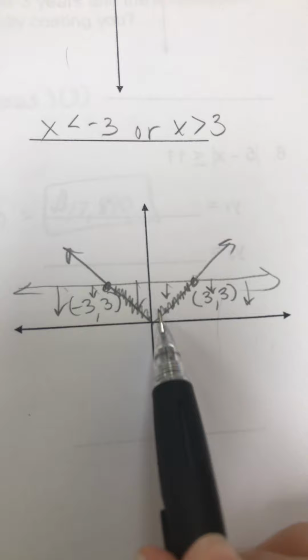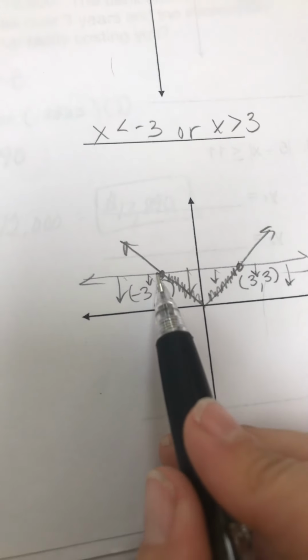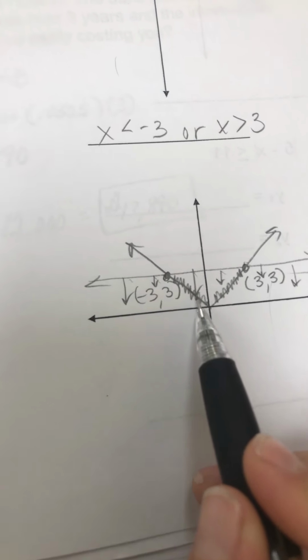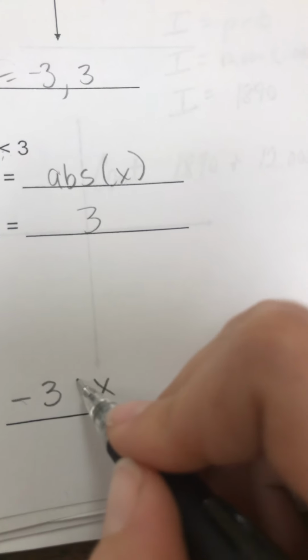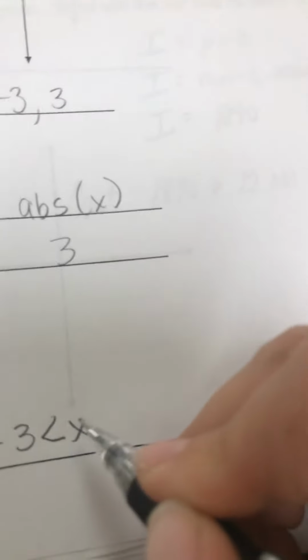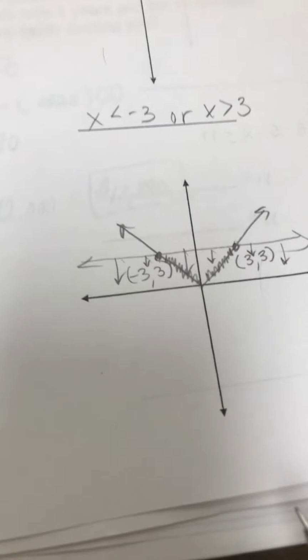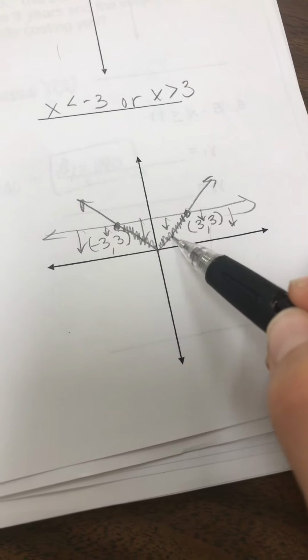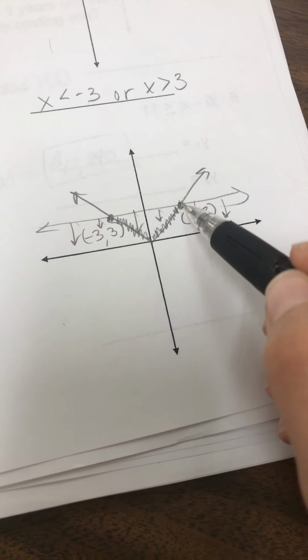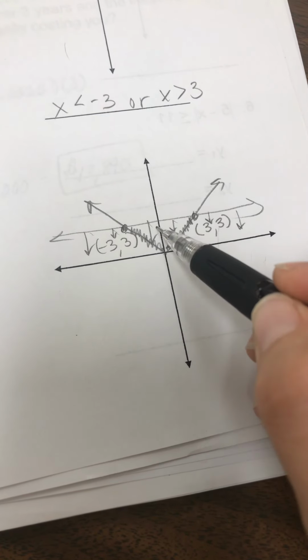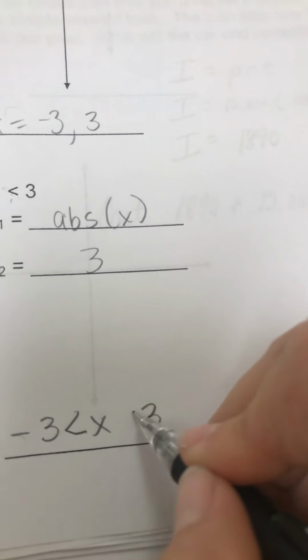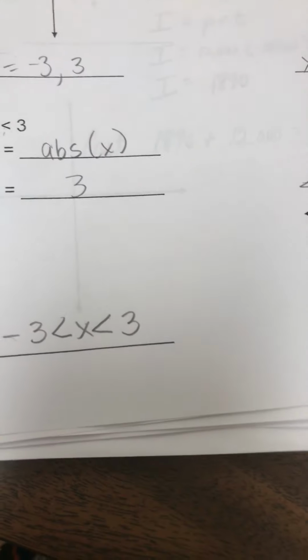So now what do we have going on here? We've got at negative 3, what is happening to x? It's getting larger, right? So you're going to have negative 3, and x is getting bigger. And then from the 3, what is x doing? Getting smaller. It's going to the left. So over here you're going to have your 3, and x is getting smaller, so you're going to have less than.